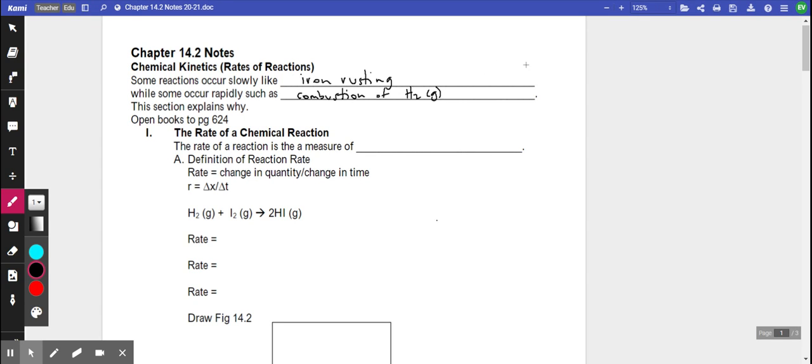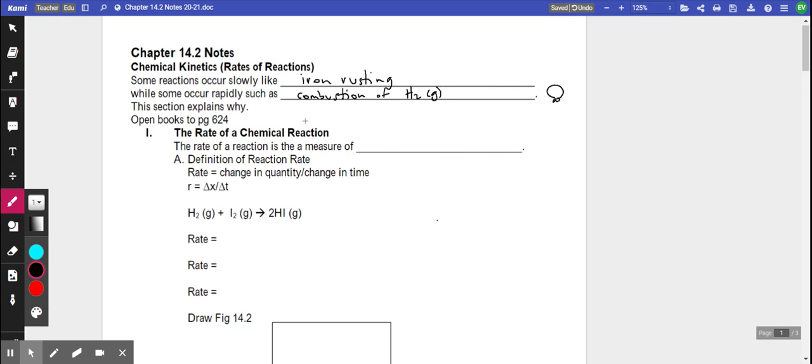So rusting of iron takes days or weeks or months to occur, versus something that can happen much more quickly, such as the combustion of hydrogen gas. So hydrogen, like a balloon, for example, in oxygen, is going to react very quickly, and then that reaction will be over. So it's a very rapid reaction in probably seconds versus days or weeks. This section explains why, and we're going to learn to calculate the rate of a reaction.